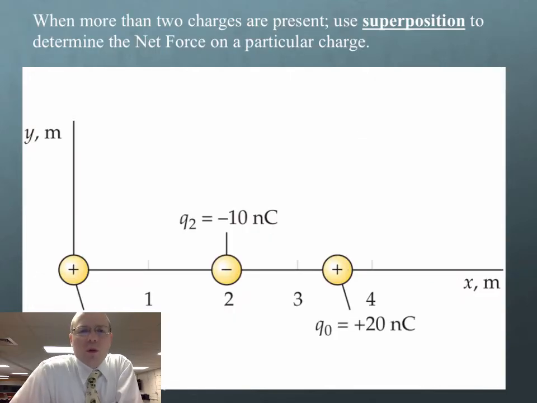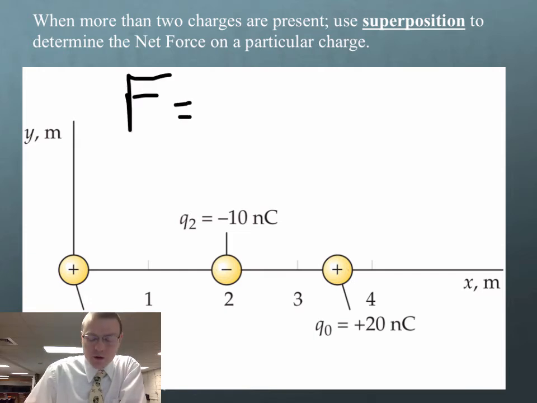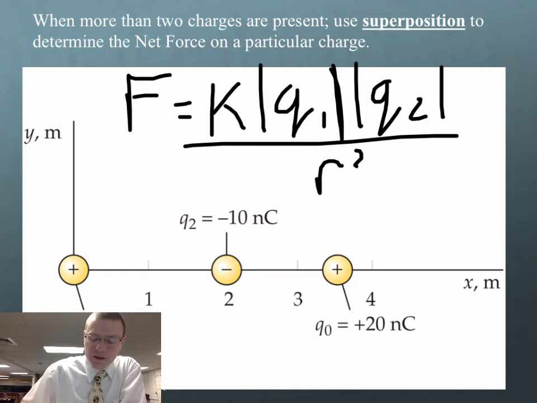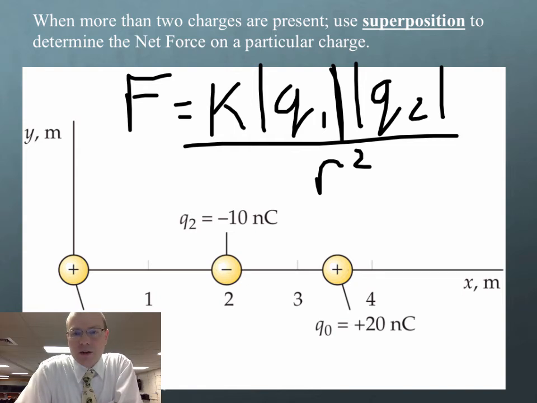But when you have more than two charges present, we have to use something known as superposition to find the total force. And this is why I told you in class that when we write the Coulomb equation, I suggest you write it like this. The electrostatic force between two objects is going to be K times the absolute value of charge 1 times the absolute value of charge 2 all over the distance of separation squared.